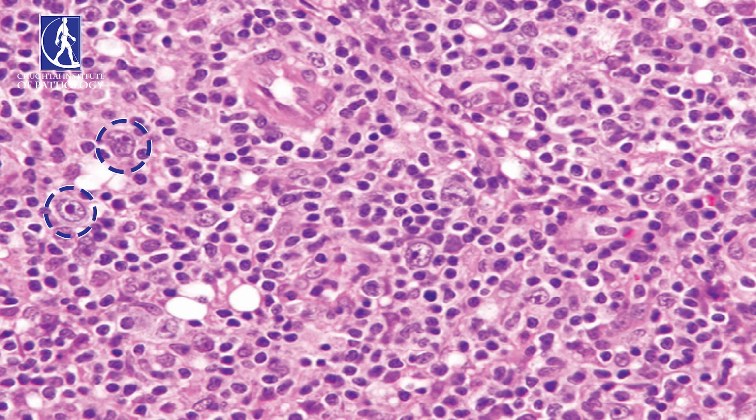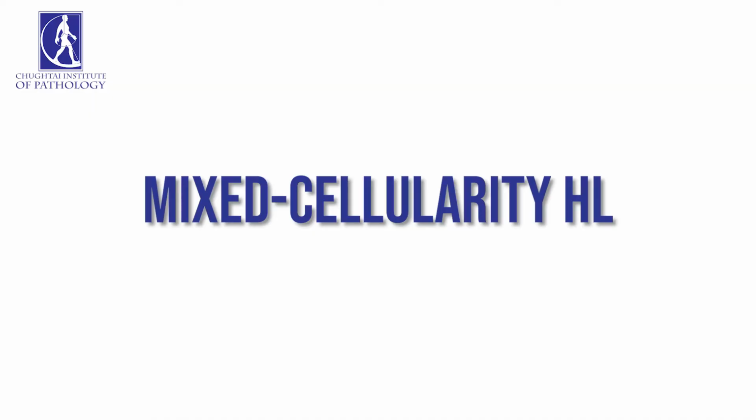The lymphocyte rich classic Hodgkin lymphoma most of the time mimics lymphocyte predominant Hodgkin's lymphoma or non-Hodgkin B cell lymphoma. So before diagnosing any case of lymphocyte rich classic Hodgkin's lymphoma, you need to look for proper morphology and proper immunohistochemical stains. Now I will move on to mixed cellularity type of classic Hodgkin's lymphoma.